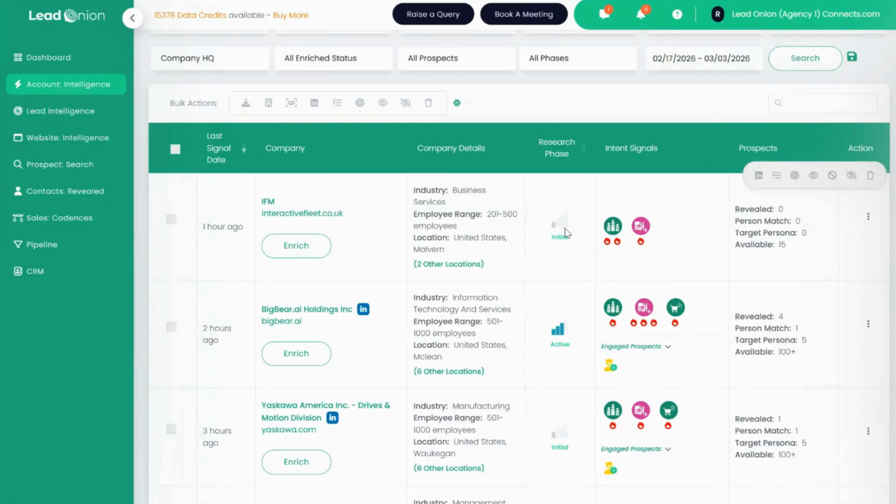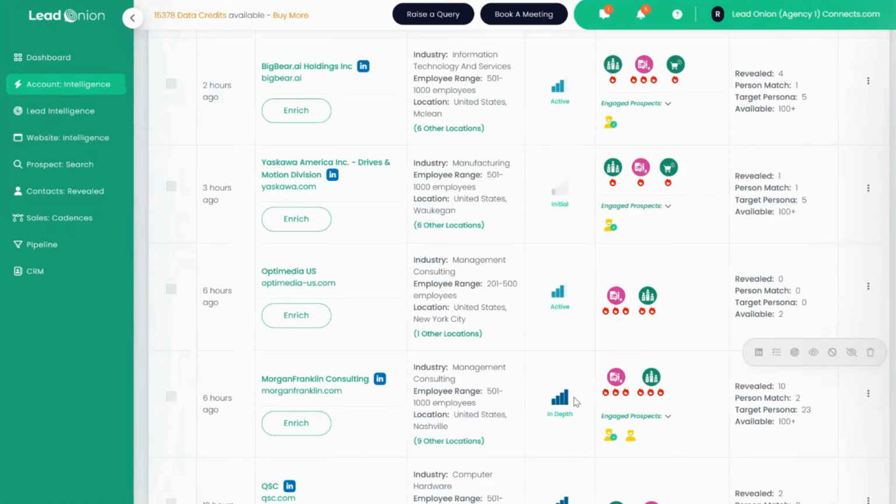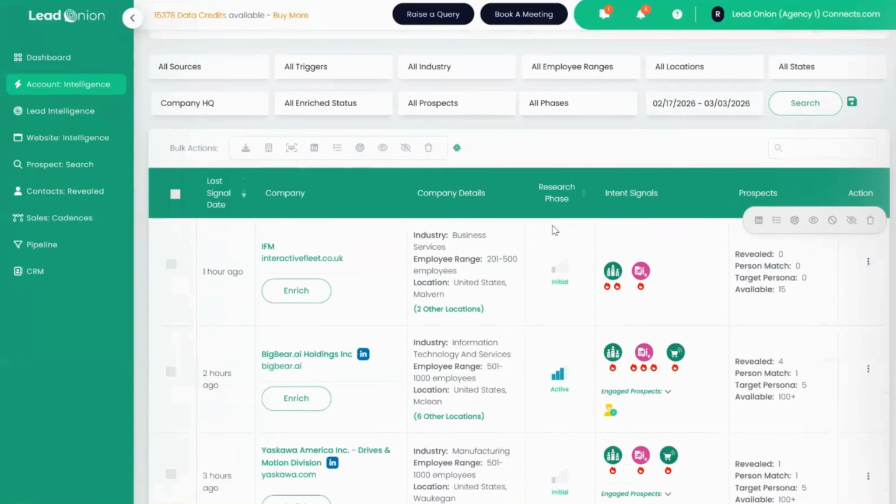This phase may be early signs, like this one, that's showing signs that they are just starting to initially research our business. Or it could be stronger, like this one, where they've been doing in-depth research for a significant period of time now. And ultimately what's happening here is Lead Onion is using the velocity of signals, the different kinds of signals that they're being shown, the time frame that they're occurring over, and how frequently they're happening in order to predict what phase of the buyer journey each account is at.